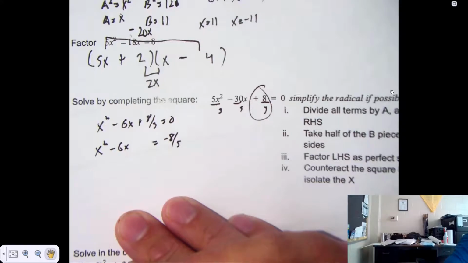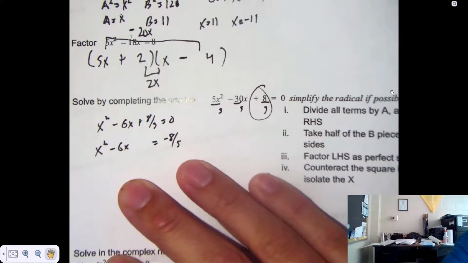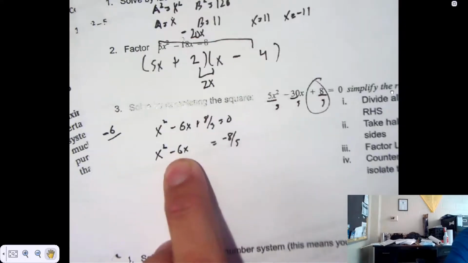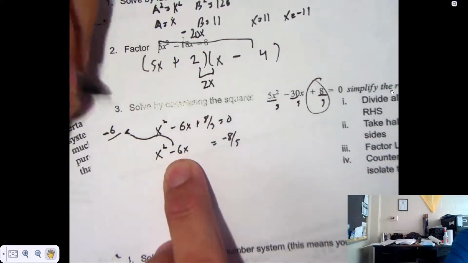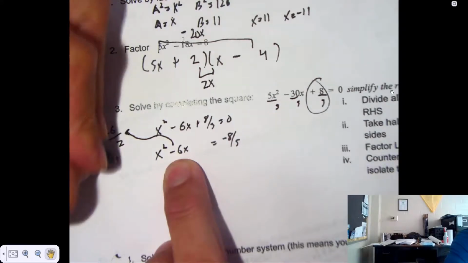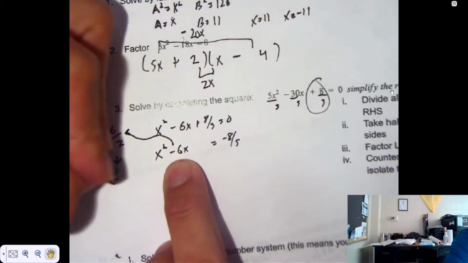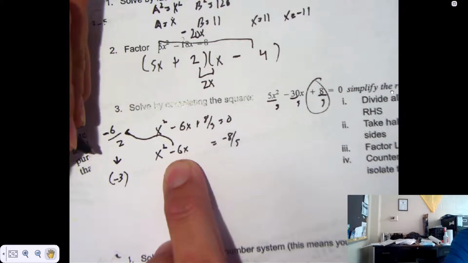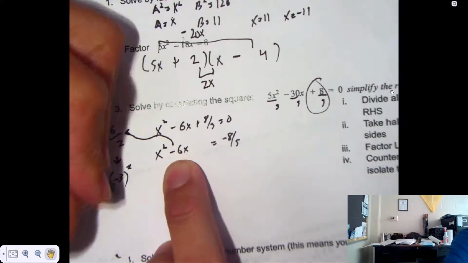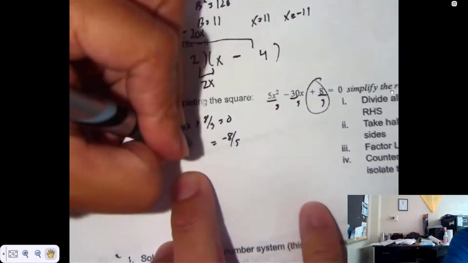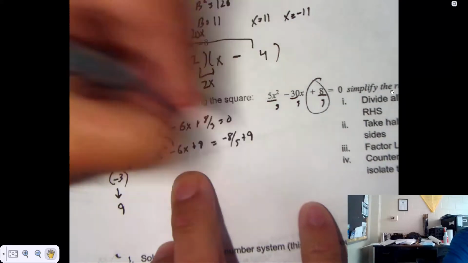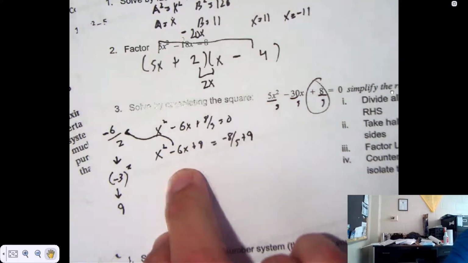What are you going to take half of? Take half of b. So off to the side somewhere, you're going to take negative 6, because b is negative 6, and you're going to divide it by what? And you're going to get negative 3. What are you going to do with that negative 3? You're going to square it, and you're going to get 9. What do you do with your 9? Notice Mr. Milbrath hadn't used a decimal. You don't either.